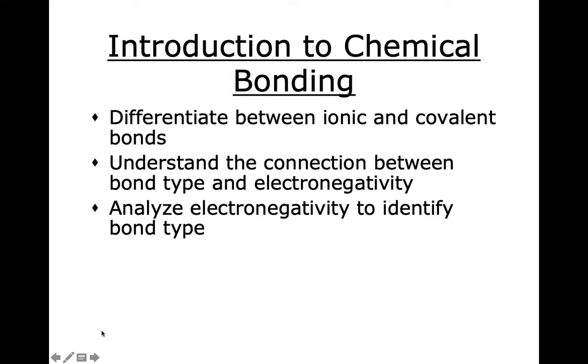So today's lesson is going to focus on how you differentiate between what is an ionic bond and what is a covalent bond. And how do you determine that using electronegativity? You saw electronegativity in the last unit. How good is an atom at attracting electrons?